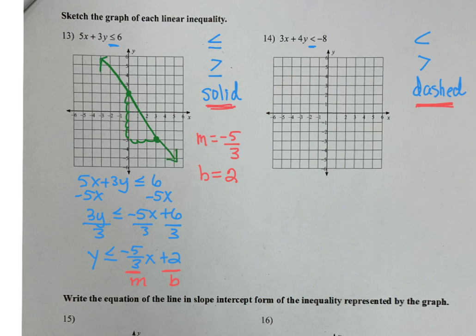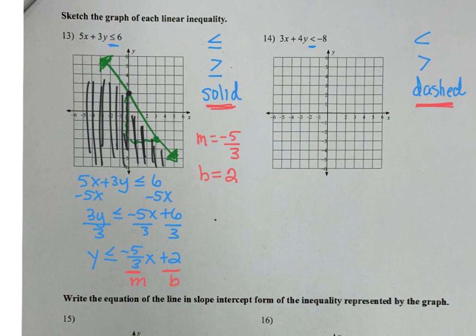Now the way I do this one, again, your teacher may teach you differently, whatever works best for you, I always put my pencil on my y-intercept. My y-intercept is 2, so I'll put it right here. And then I know my y is less than or equal to that, so it's going to be less than. So this shaded region is what I'm looking for. So that is the graph of 5x plus 3y is less than or equal to 6.